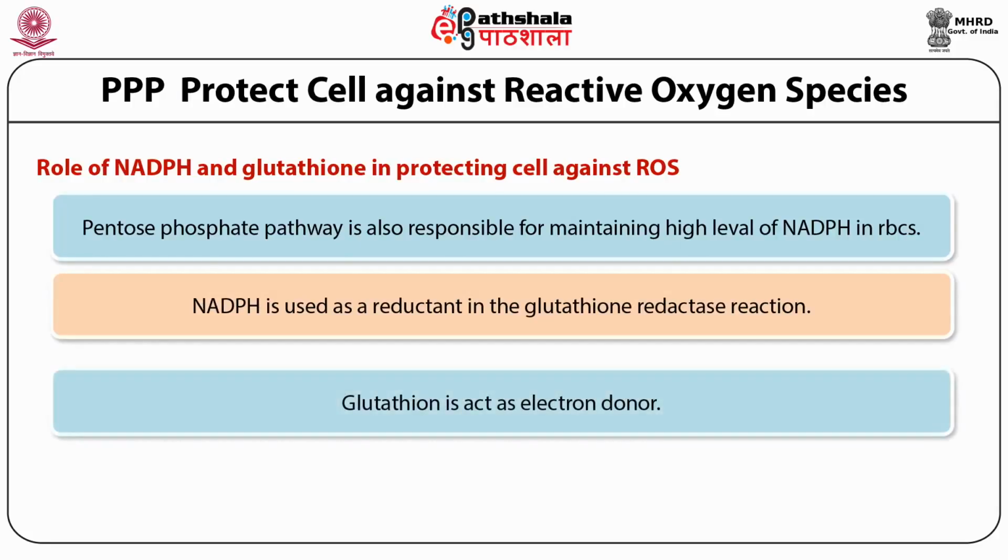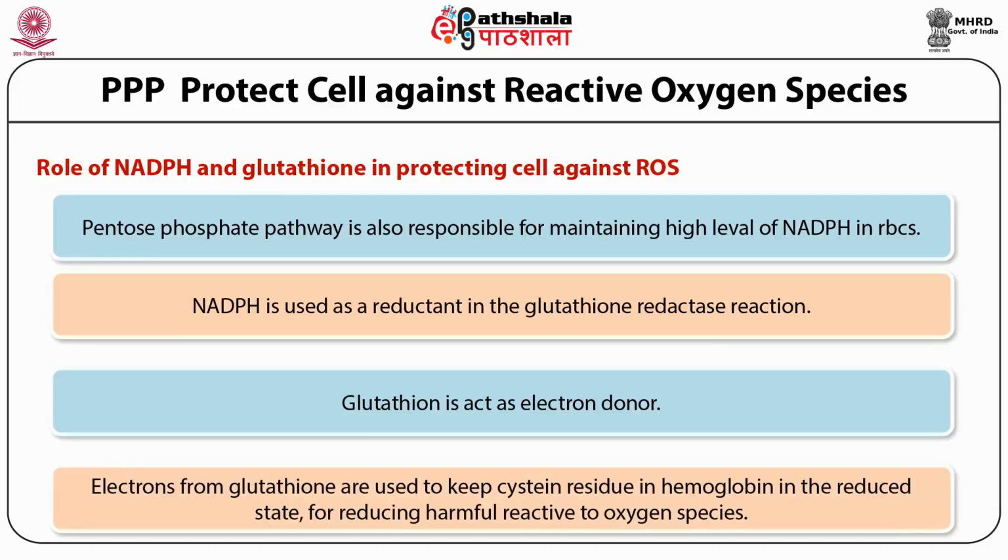Glutathione is a tripeptide that has a free sulfhydryl group, which functions as an electron donor in a variety of coupled redox reactions in the cell. In the erythrocyte, electrons from glutathione are used to keep cysteine residues in hemoglobin in the reduced state and for reducing harmful reactive oxygen species and hydroxyl free radicals that damage protein and lipid through oxidation-reduction cleavage reactions.